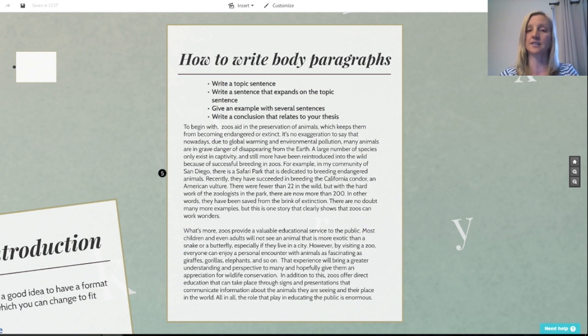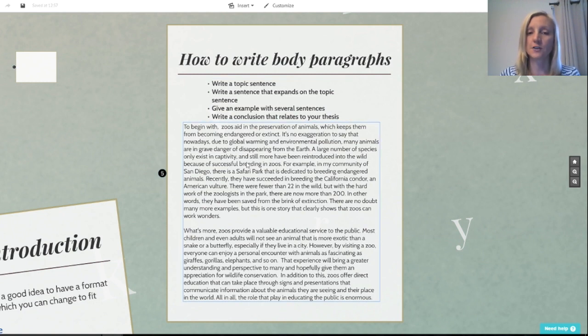Then I write a sentence or 2 that expands on that topic. Then I give an example. I'm as specific as I can possibly be in my example. And then each body paragraph has a conclusion that relates to my thesis. Now take your time and read these. Feel free to pause the video and look at how I've done this, but you will notice that I follow this template when I write. Okay, so pause the video here and take a moment and look.